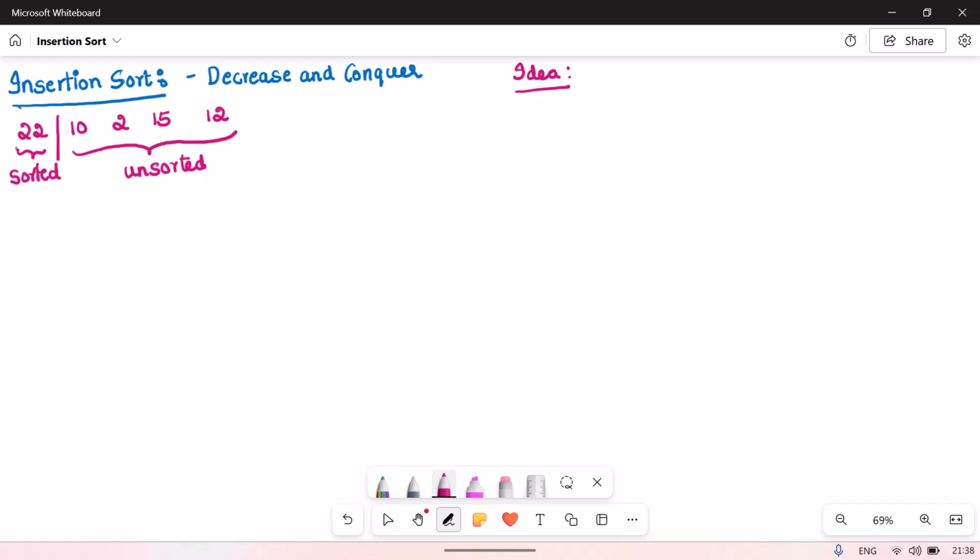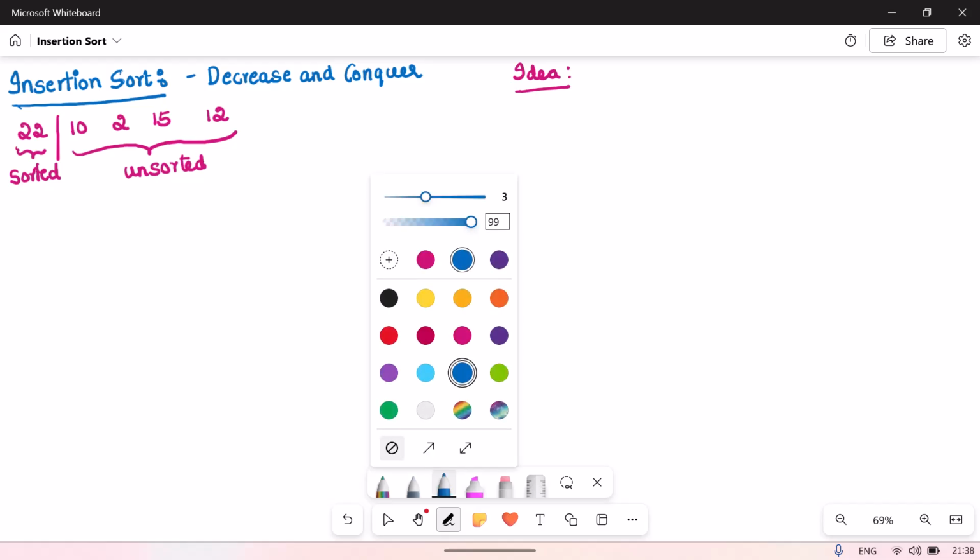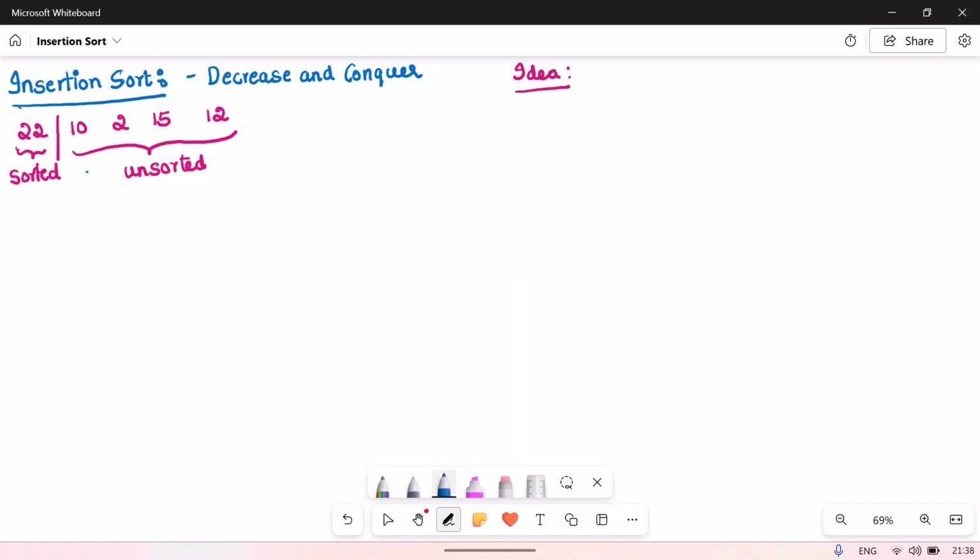How does the technique work? First, it takes the leftmost element of the unsorted list and compares it with the rightmost element of the sorted list. So 10 and 22 will be compared. When 10 and 22 are compared, we want to sort the elements.